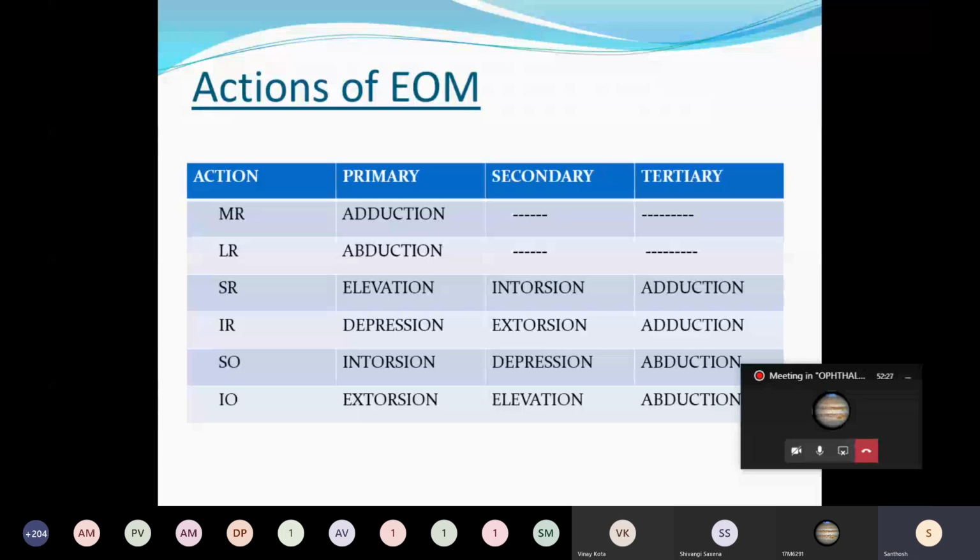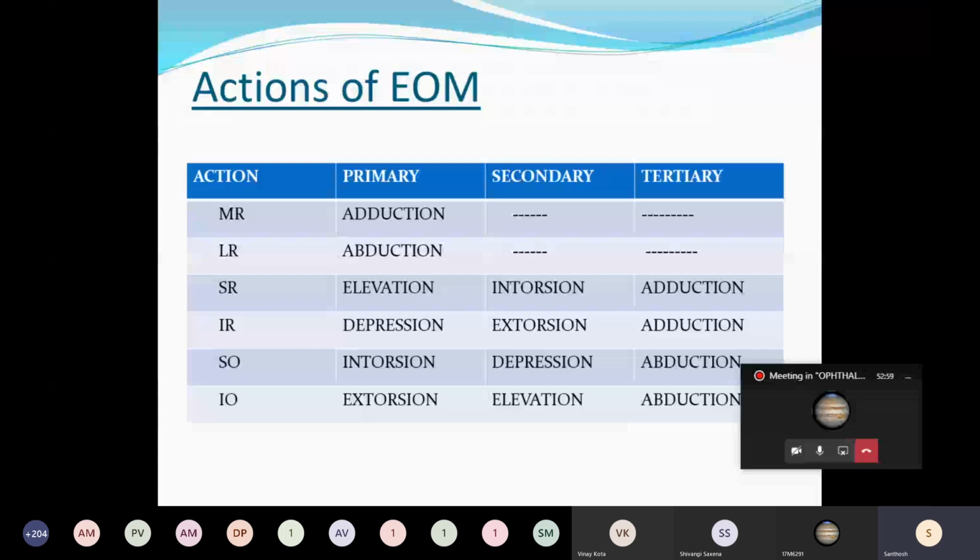Superior oblique, it turns the 12 o'clock meridian of the eyeball inwards. And this movement is known as intorsion. That is the primary action of the superior oblique. Apart from that, it causes depression and it causes abduction. Inferior oblique, it causes extorsion. It helps to move the 12 o'clock meridian of the cornea outwards. And then it also causes elevation and abduction.